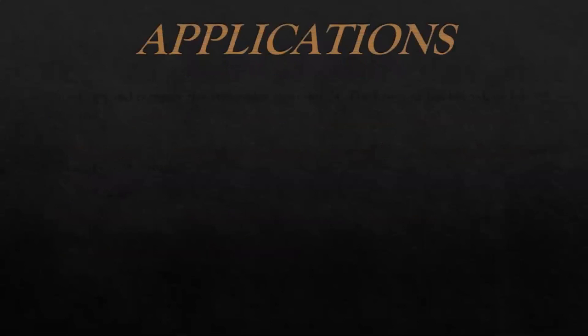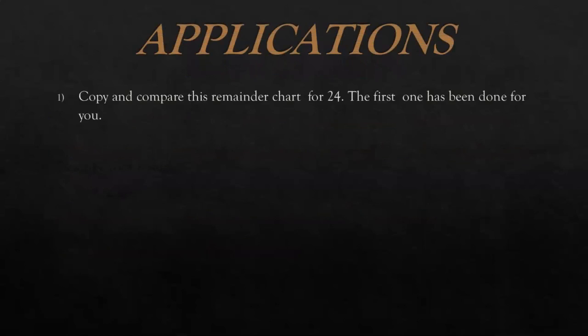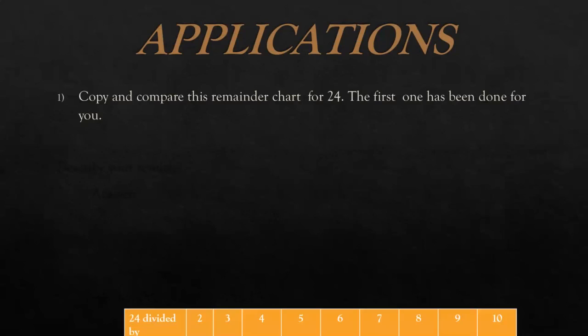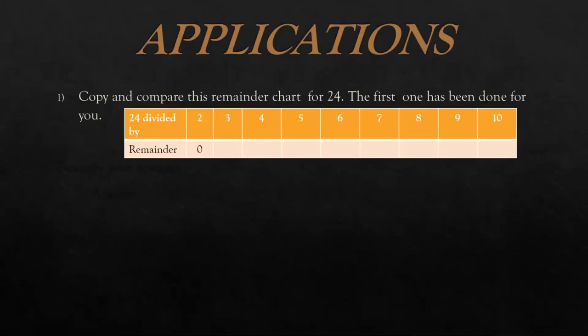So shall we start our application level of questions? Here comes our very first question. Copy and complete this remainder chart for 24. The first one has been done for you. Let's see the remainder chart. Here you can see 24 divided by 2, 3, 4, 5, 6, 7, 8, 9, and 10. And we need to find out the remainder.